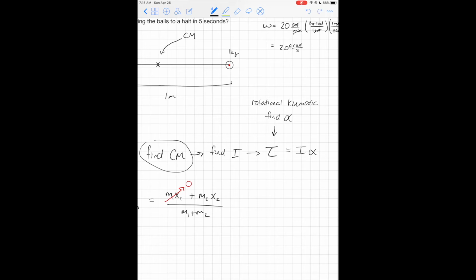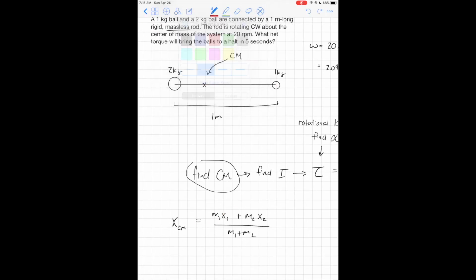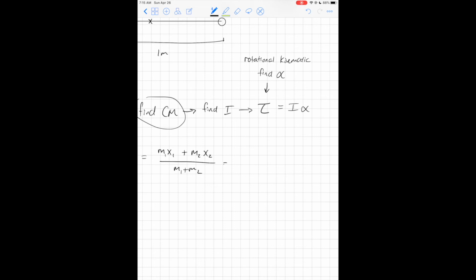Actually, you know what? I'm going to change it up. I think I flipped my diagram on my notes and what I've drawn here. So I want to make sure that we have a positive thing. So I'm going to say that we have 1 kilogram of mass, 1 meter away, all over 3 kilograms. And that should give me 1/3 meters.